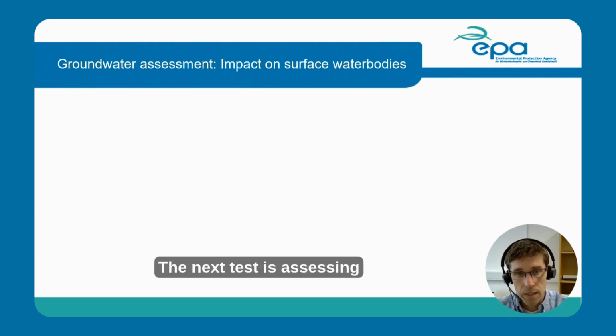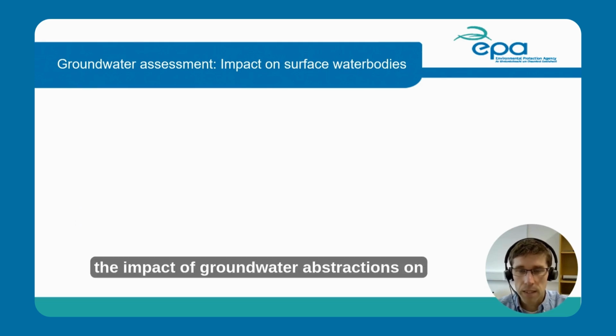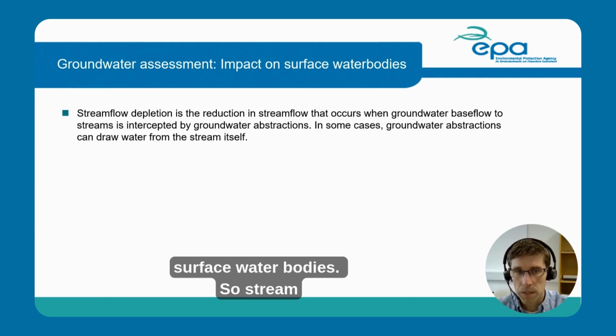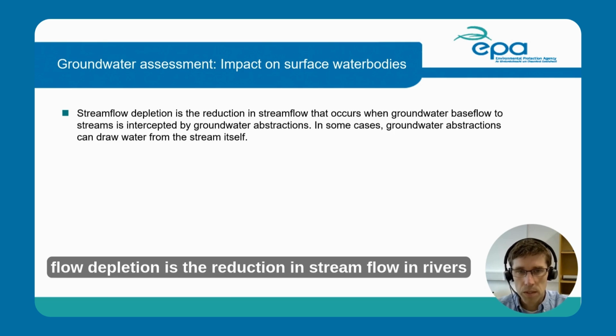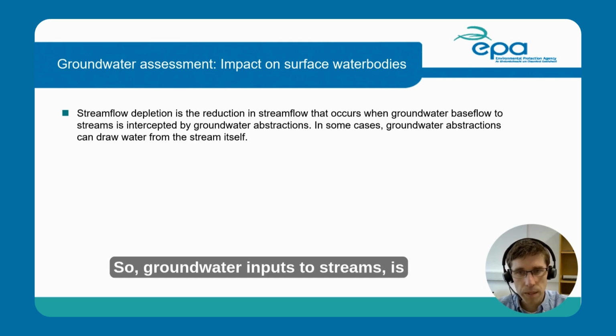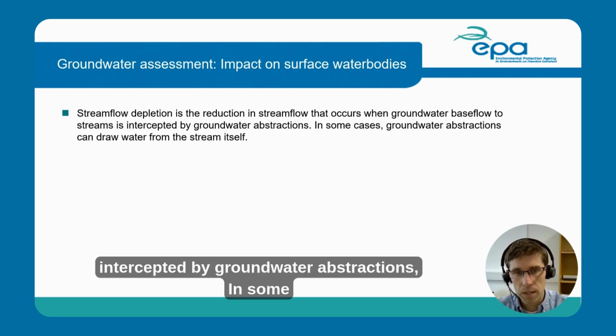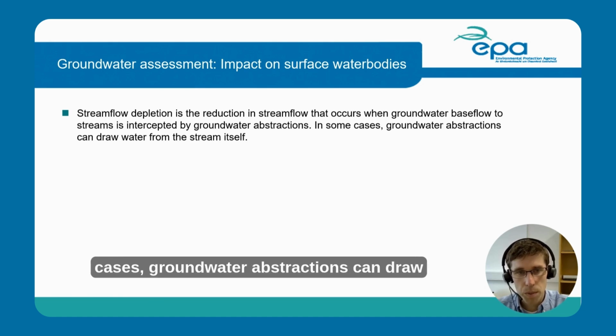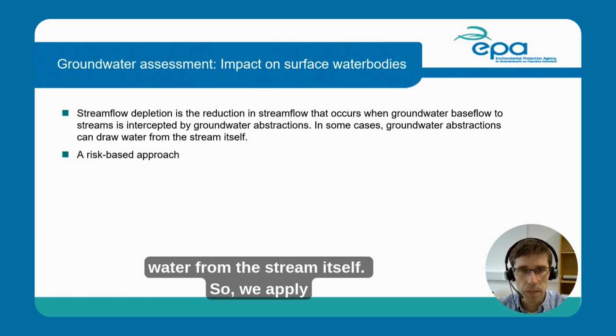The next test is assessing the impact of the groundwater abstractions on surface water bodies. So stream flow depletion is the reduction in stream flow in rivers or streams that occurs when groundwater base flow, so groundwater inputs to streams, is intercepted by groundwater abstractions. In some cases, groundwater abstractions can draw water from the stream itself.